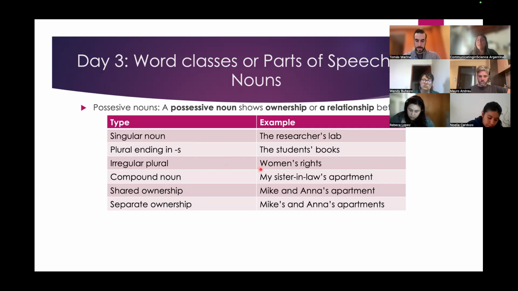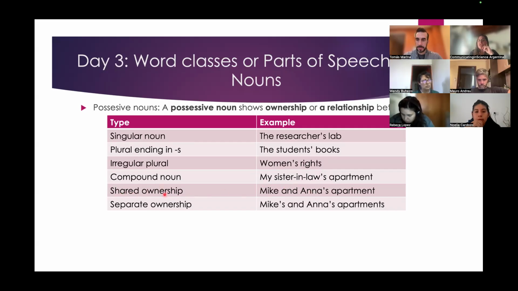Here we have an irregular plural noun, women. Singular is woman. Plural is women. So to make that a possessive noun, we add apostrophe S. This is a compound noun. Sister-in-law means cuñada. And it's compound because it has more than one word included. The whole thing is the noun. Yeah, sister-in-law. And you write it like this with these hyphens in the middle. And again, you add apostrophe S.